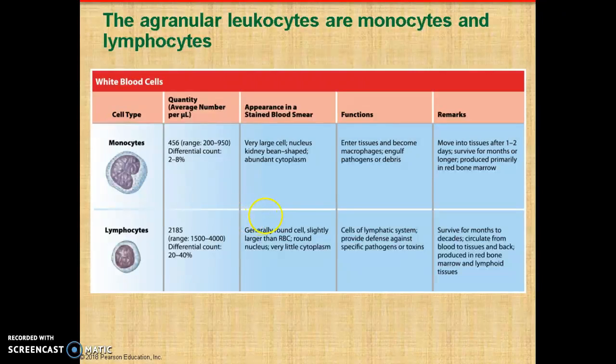And throughout anatomy and physiology, we'll hear about these macrophages. They are just monocytes that have left the blood, and they act as phagocytes. Lymphocytes have a variety of functions, and we will say that they provide immunity against pathogens.